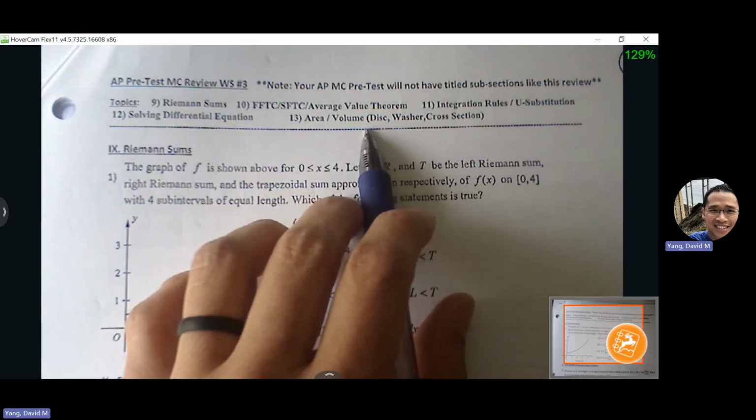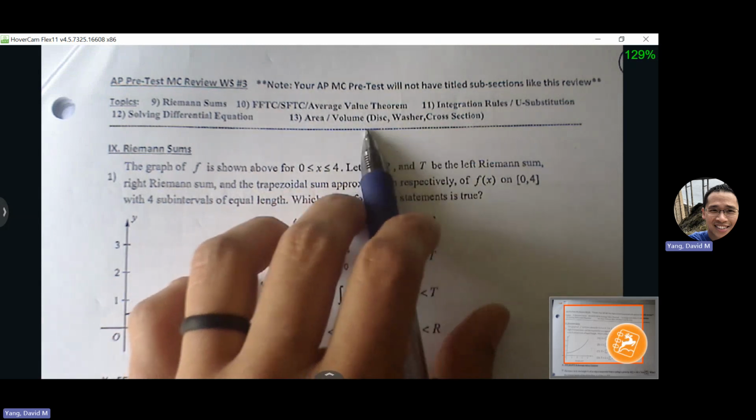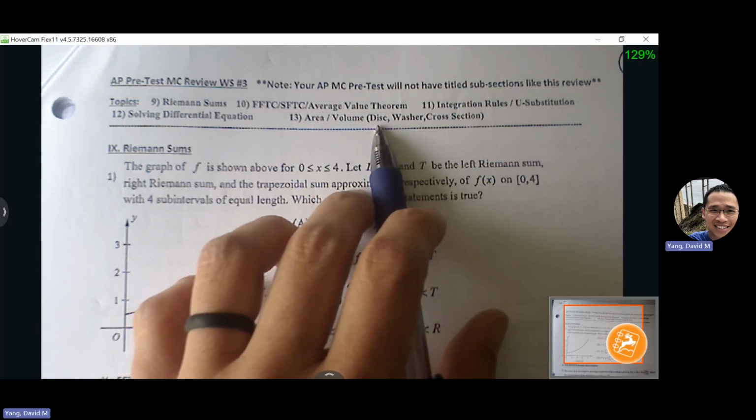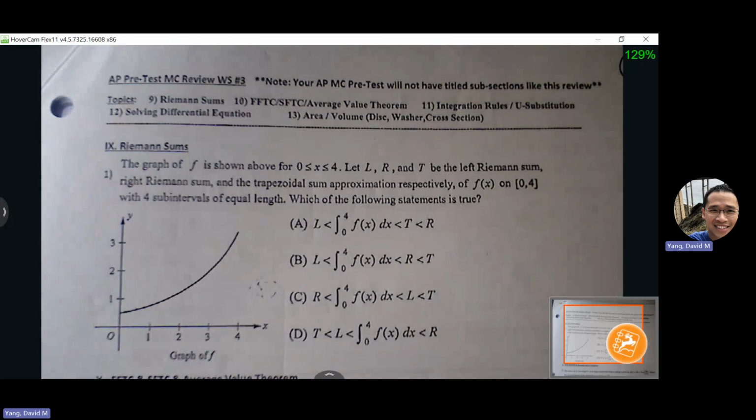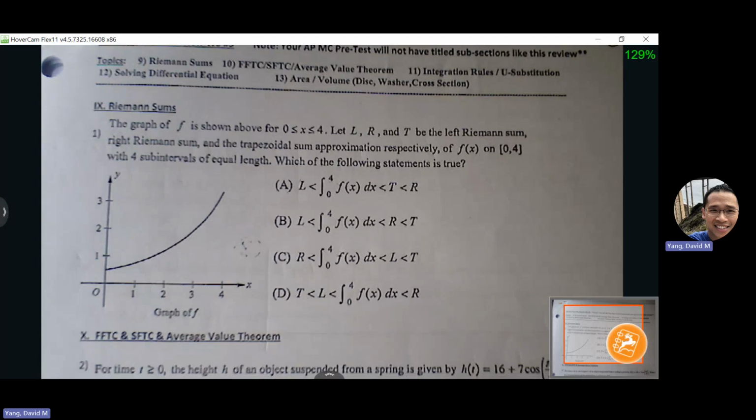We probably need to do a bit more review since this is the very final topic that we covered, but we haven't done any review since we covered it in March. So we'll go back and do review disk, washer method, and cross section. All right. So today, see if we can get through as much as we can from page 9 through 12.